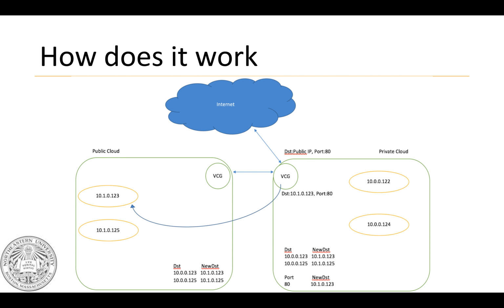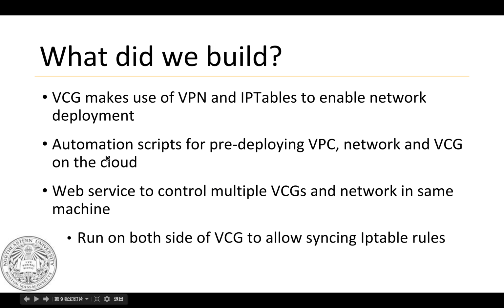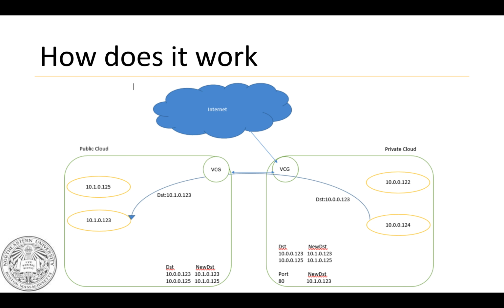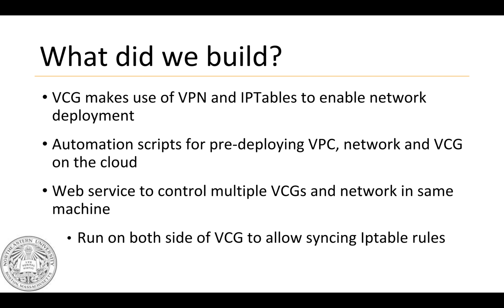To enable such a mechanism, we need to have two VCGs in both clouds with the VPN tunnel set up, and also we need to synchronize the iptables rules between the two VCGs to enable this network deployment. Doing this manually is very time wasting.